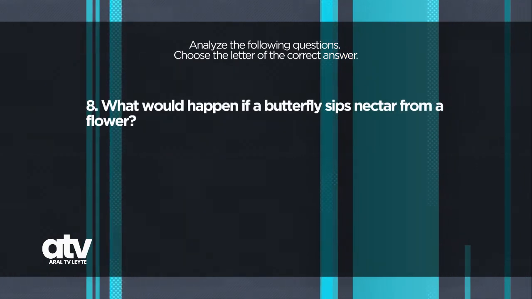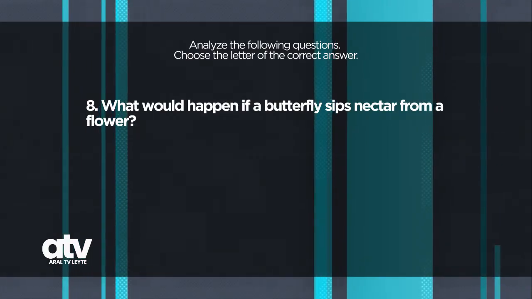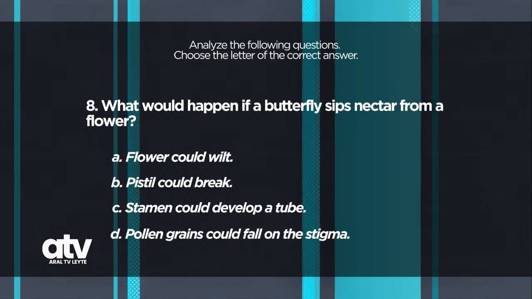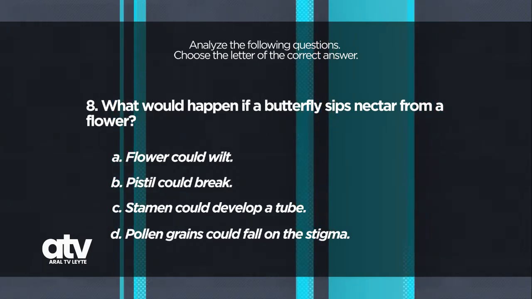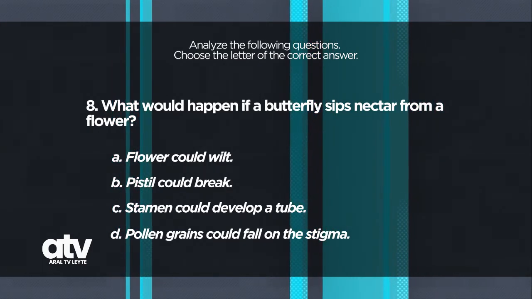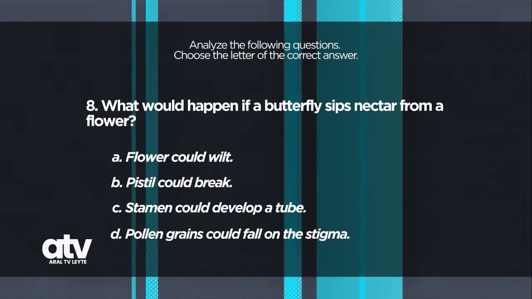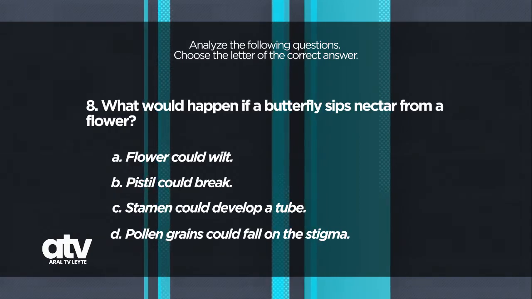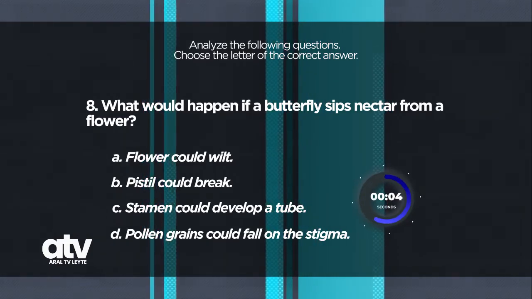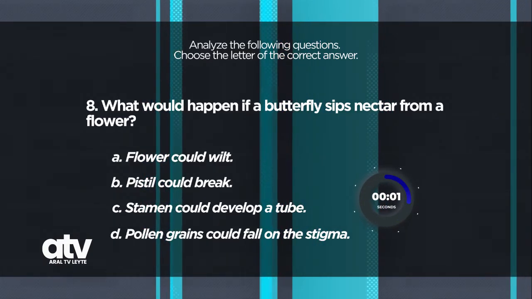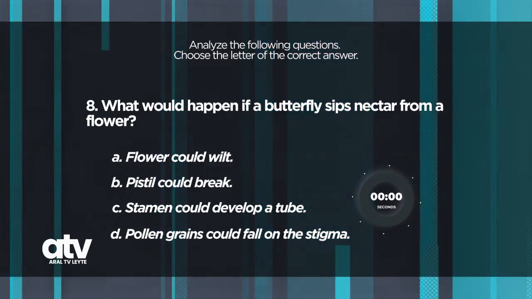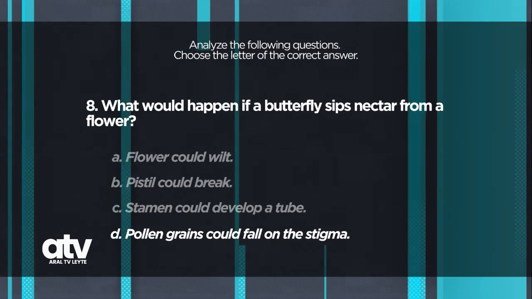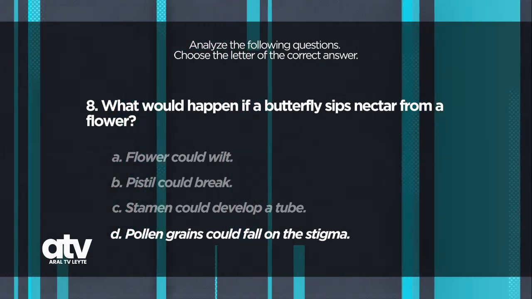Number 8. What would happen if a butterfly sips nectar from a flower? A. Flower could wilt. B. Pistil could break. C. Stamen could develop a tube. D. Pollen grains could fall on the stigma. The correct answer is letter D. Pollen grains could fall on the stigma.